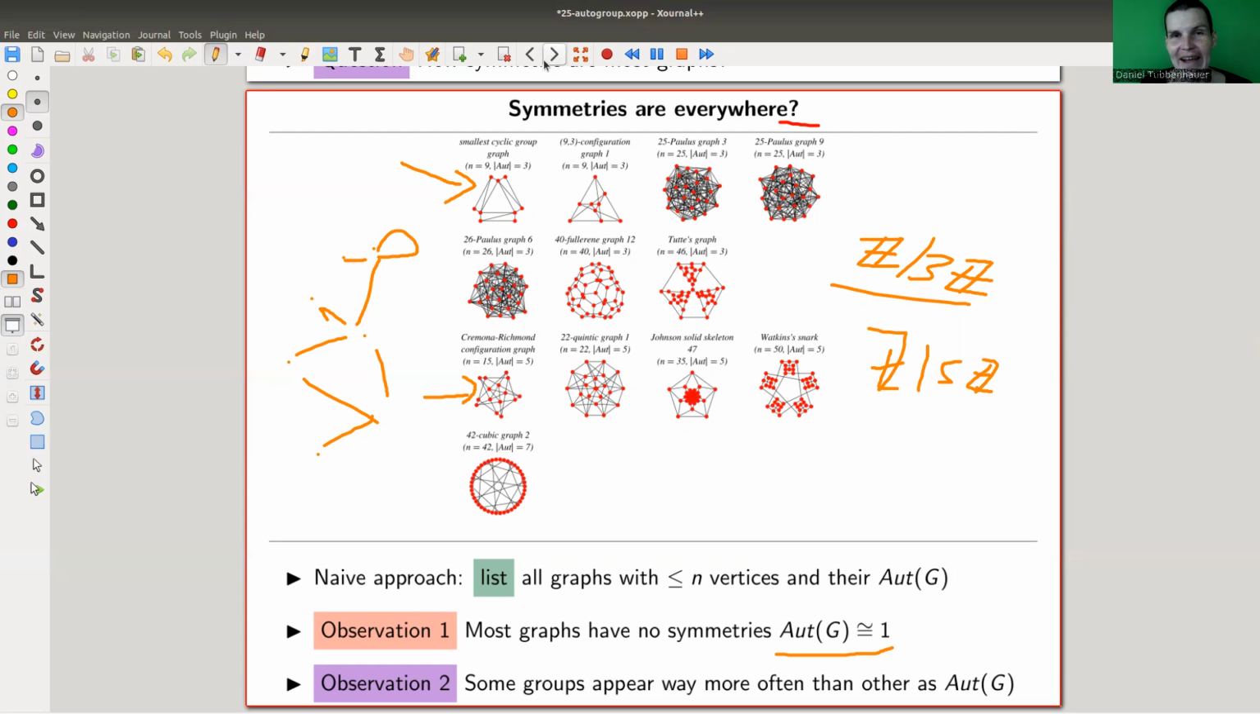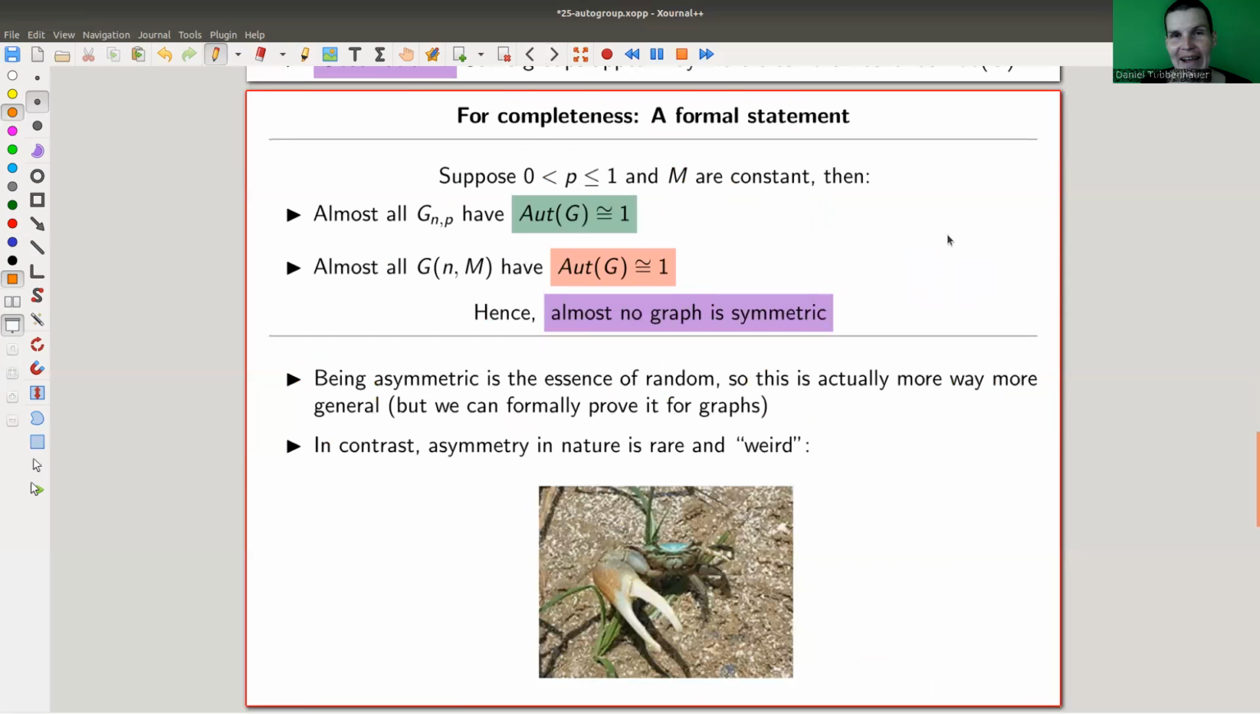So the first one, if you think about it carefully, drawing something randomly probably won't be very symmetric. The second one is a bit more surprising, that certain groups are actually preferred over others. Anyway, let me do the easy statement first. The easiest statement is that we fix our usual graph models, and essentially all of them have trivial automorphism group. So almost no graph has any symmetries at all. And so almost all graphs are asymmetric, which is the essence of randomness. So we shouldn't be very surprised that this is true.